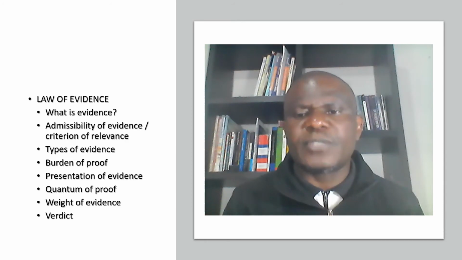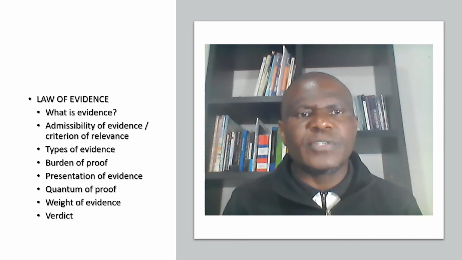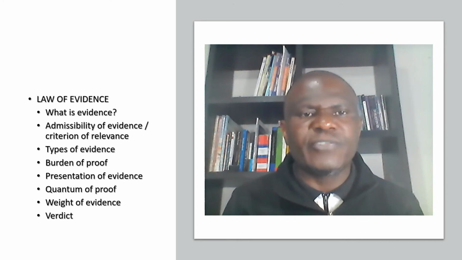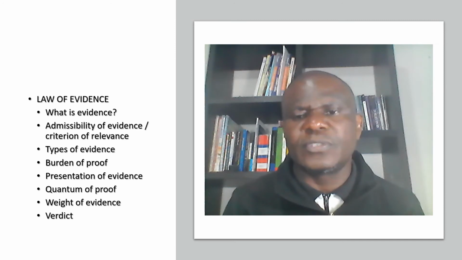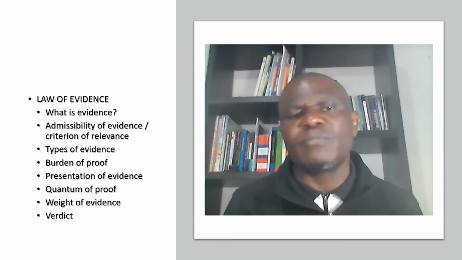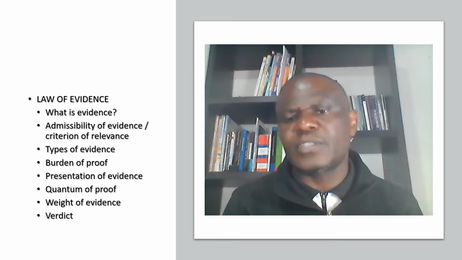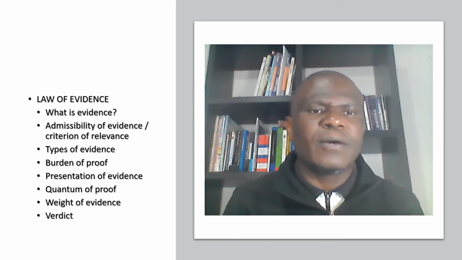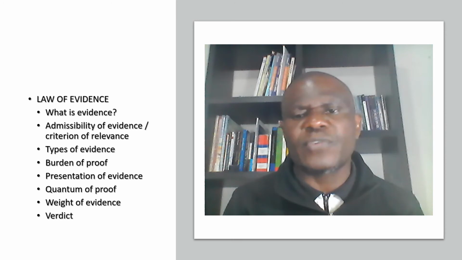A very important element of adjective law is the law of evidence, which looks at what evidence is. So it answers questions like, what is evidence? What evidence is admissible before the court? That is applying the criterion of relevance. Also thinking in terms of the types of evidence. There are different types of evidence.